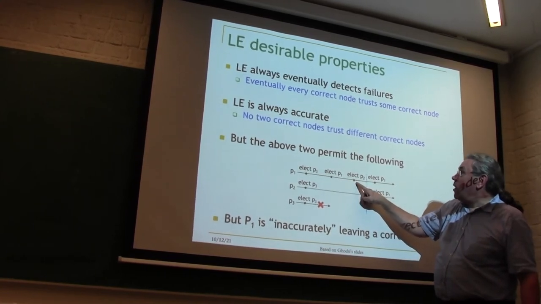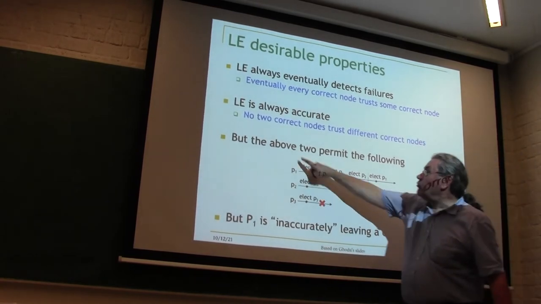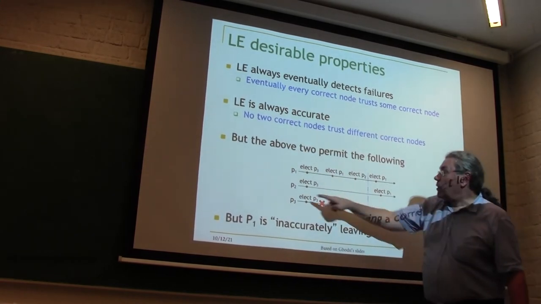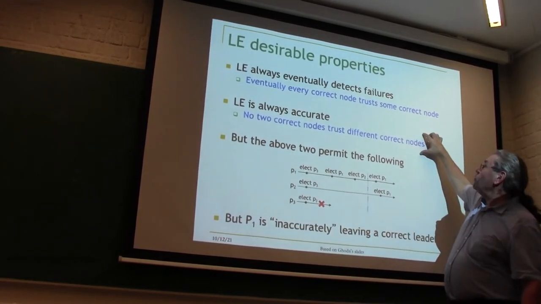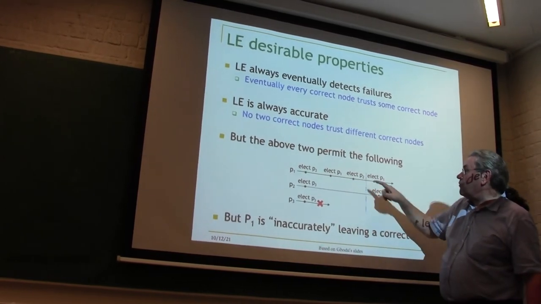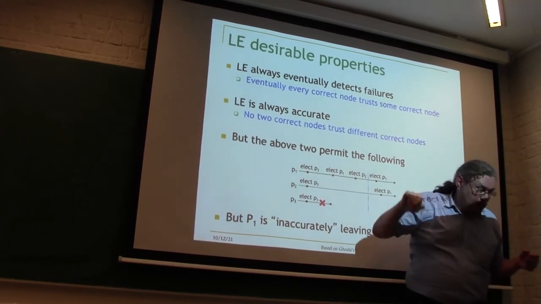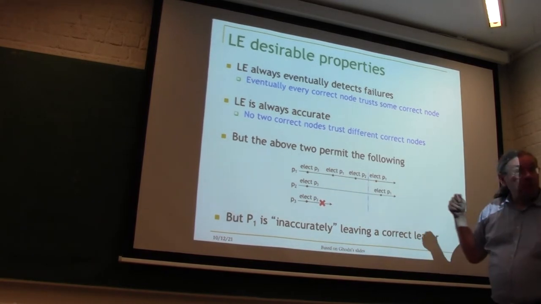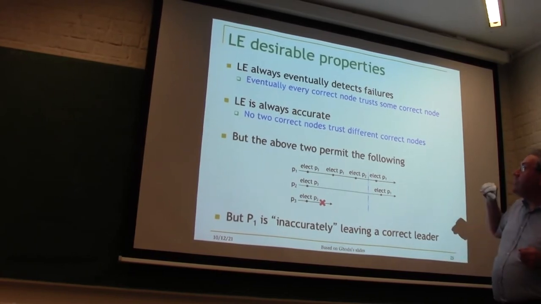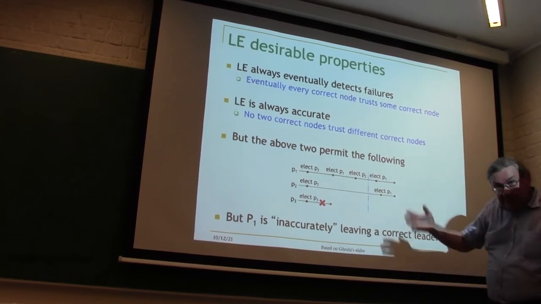Why is it allowed? Well, because the second condition is always vacuously true. Because there are no two correct nodes trusting different correct nodes. P2 is correct, but it's trusting a crashed node here, temporarily. So this is always true here, and P1 is allowed to flip back and forth. Okay, so when you make your first specification, sometimes it's not exactly what you want, and it can be doing kind of weird things. Specifications are actually hard, usually. They're very short, very compact, but the effects can sometimes be hard.